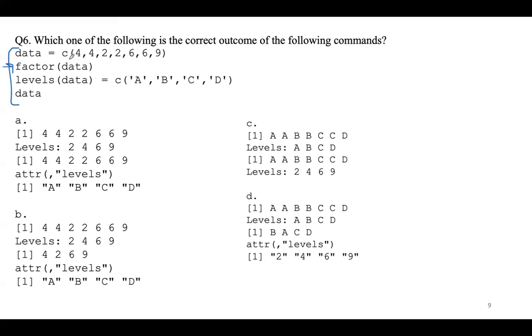So definitely the first output here, that is data as a factor. So this looks correct, right? And this also looks correct here, right? But these two, they're definitely not correct. Then in the next one, you say that levels of data are A, B, C, D.